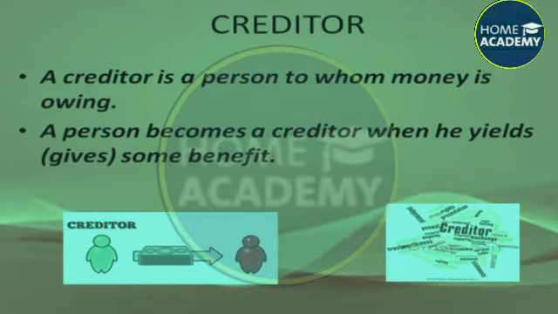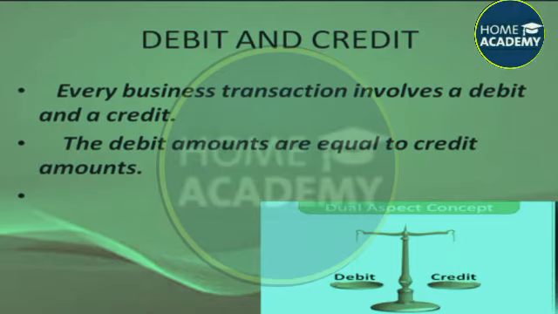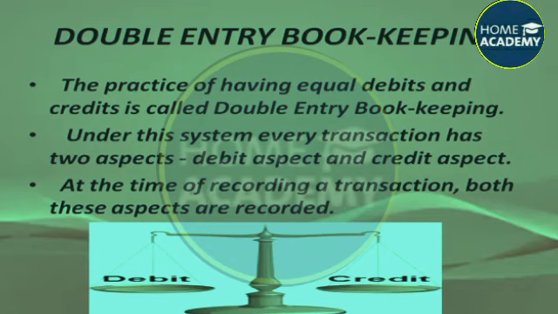Now, what is debit and credit? In accountancy, we follow the concept of the dual accounting principle. Dual means double entry. So, all financial or business transactions have two sides. One is the debit side and the other is the credit side. And for a financial transaction, the debit amount should always be equal to the credit amount. Now, double entry bookkeeping. The practice of having equal debit and credit is called double entry bookkeeping.